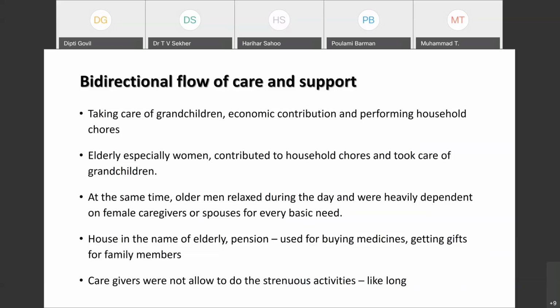The house in the name of the elderly, which gives the family leverage to spend no money on accommodation in a city like Mumbai, was one of the major contributions made by the elderly. And apart from that, those who were getting a pension, many of them used that pension for buying medicine and gifts for their family.